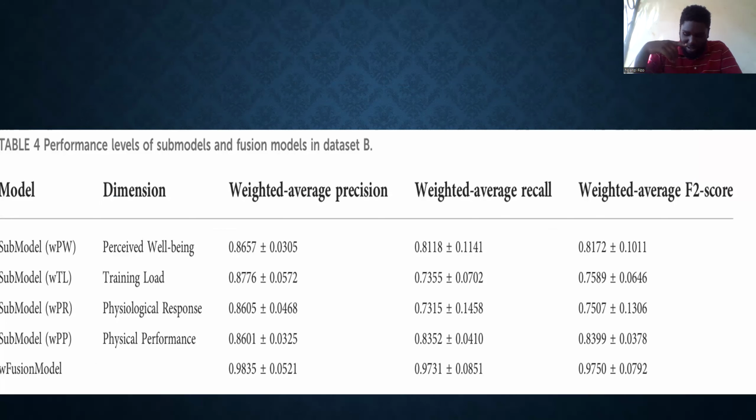Then the W fusion model, as you can see here, these ones, the W fusion models, are constructed based on dataset A, and they are used to predict dataset B. So the submodels D are trained using dataset B's perceived well-being and training load data and show significantly better performance than dataset A.